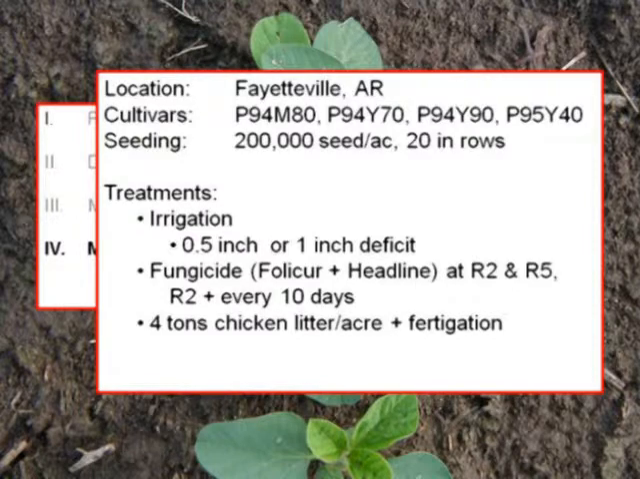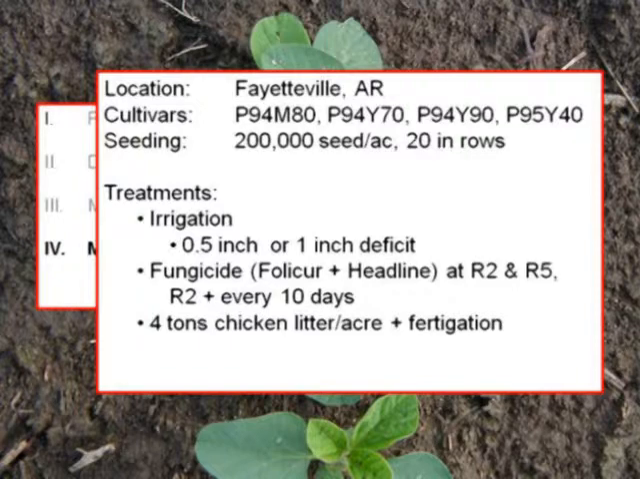We don't have a twin row planter, but we've adjusted this to put everything on 20-inch rows. Our treatments have basically been irrigation, where we're looking at watering at a half-inch or a 1-inch deficit, very frequent irrigation, small amounts. We're looking at fungicide applications of Folicur plus Headline at R2 and R5, or R2 plus every 10 days after that.